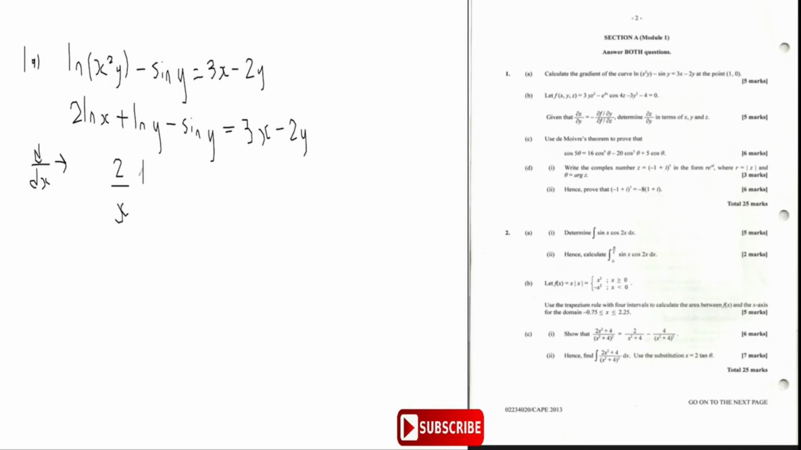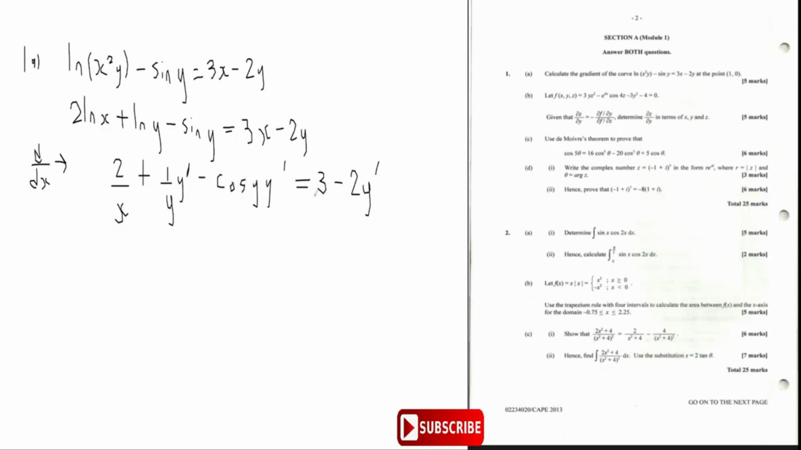plus, when you differentiate ln y, you get 1 over y, but then you multiply it by dy by dx. In that case, I'm going to write y prime, minus, when you differentiate sine y, you get cosine y. But then you multiply it by what? By dy by dx, which is y prime. And that's equal to, when you differentiate 3x, you get 3, minus, when you differentiate 2y, you get 2y prime. So what you're going to do now is group everything with dy by dx on one side.